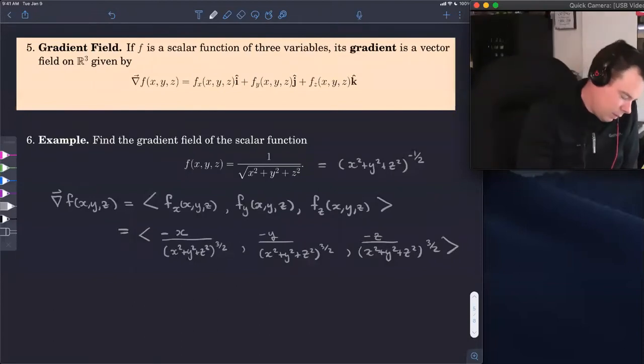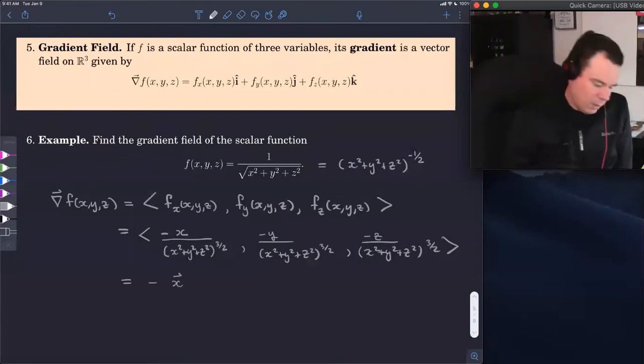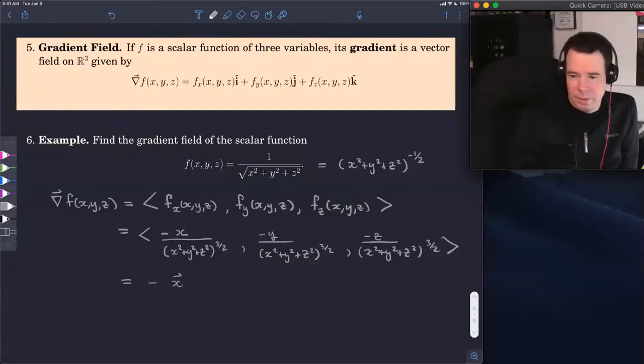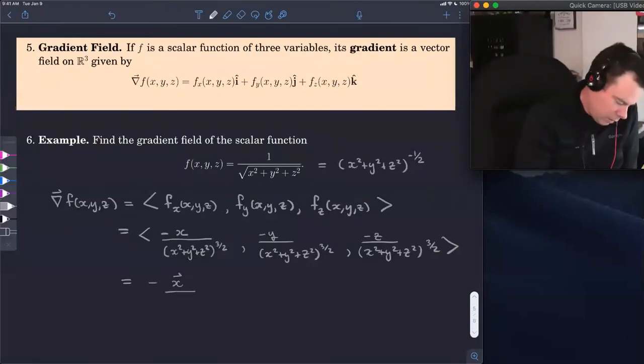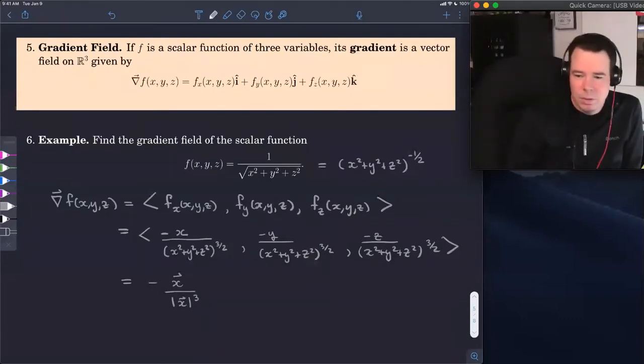We can simplify this a little bit in how we write it. So we could write it as negative, it's really the vector x of components x, y, and z, but they've all been scaled. And they've been scaled by the length of x cubed, because the length of x is that square root in the denominator, and then that square root is being cubed. So this is just a simplified way to write that corresponding gradient vector field.